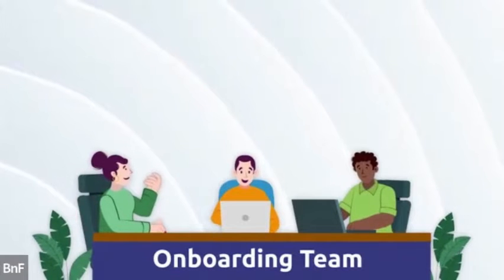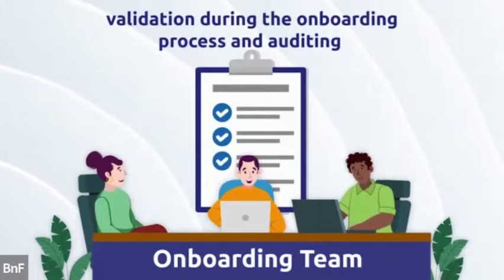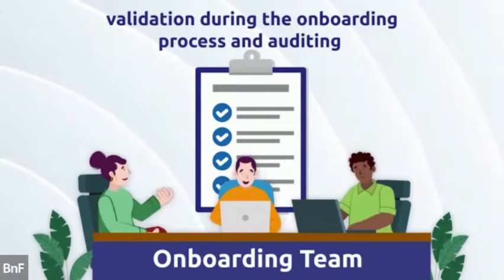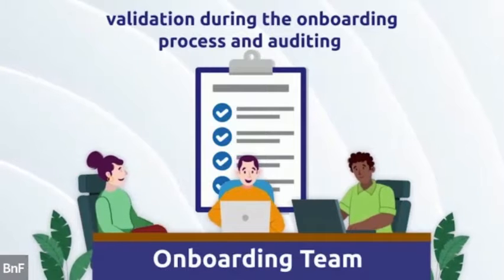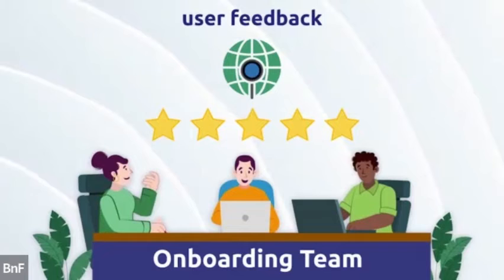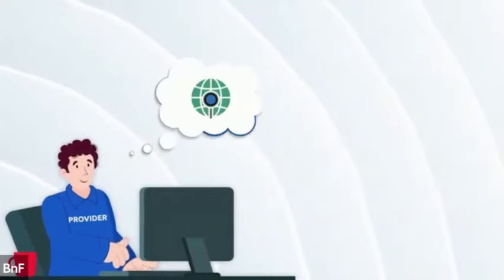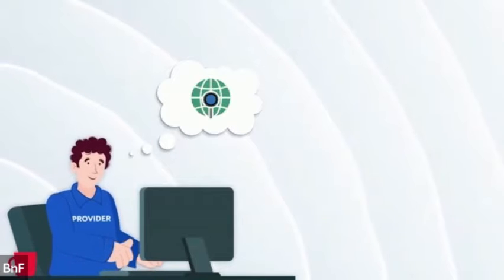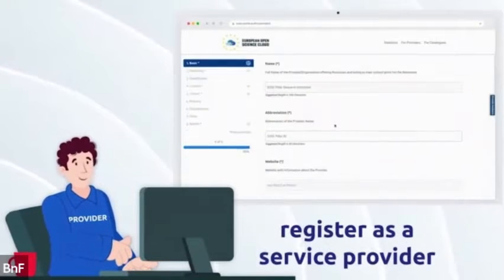Quality is granted through different actions: validation, during the onboarding process, and auditing, performed by the onboarding teams of the catalogs to ensure that quality is maintained over time. Users can provide feedback to ensure that resources address users' community needs. When a provider wants to onboard a service in an EOSC catalog, as a first thing they register as a provider in the EOSC portal.